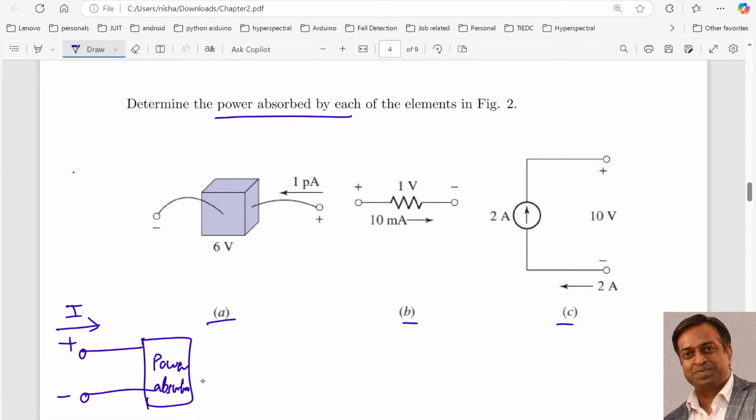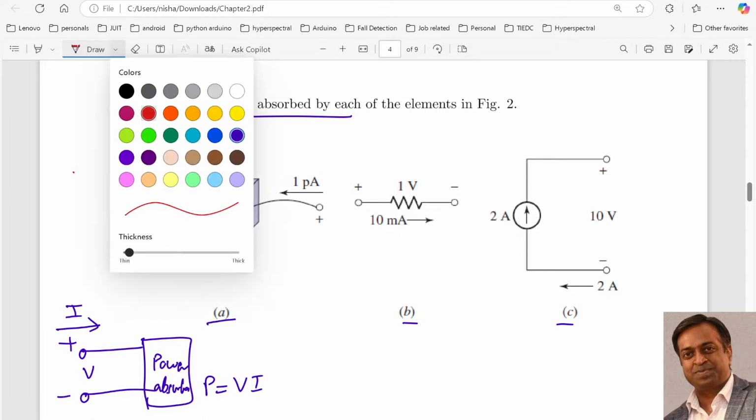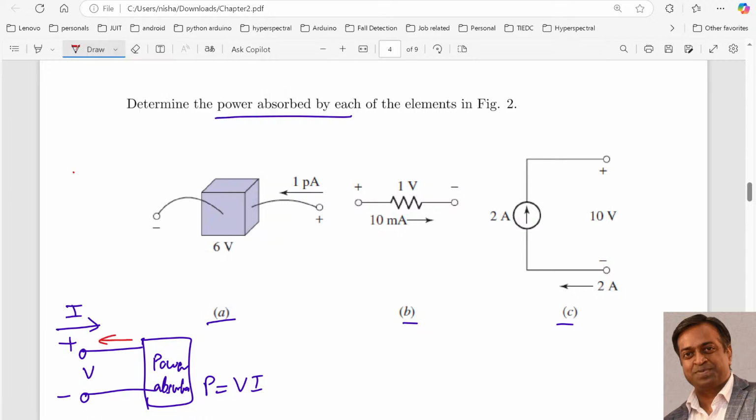It is an absorber, and the power absorbed will be V into I, if this is V, right? And if the current is leaving the positive terminal, then it means that this particular element is a power supplier. If the question asks us to determine power absorbed, and the element is a power supplier, then we simply put a minus sign, right?